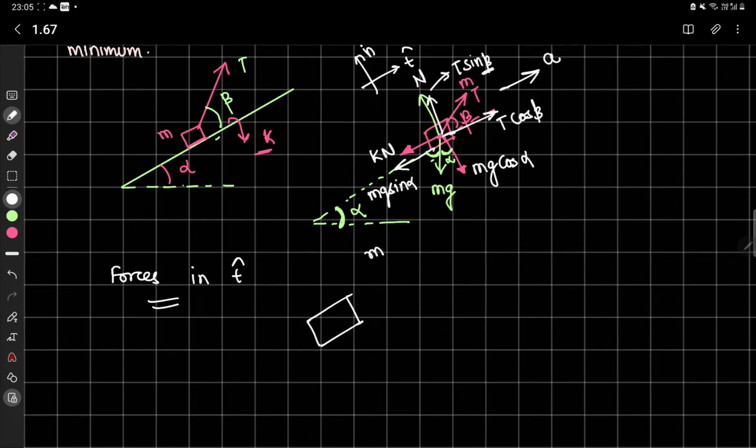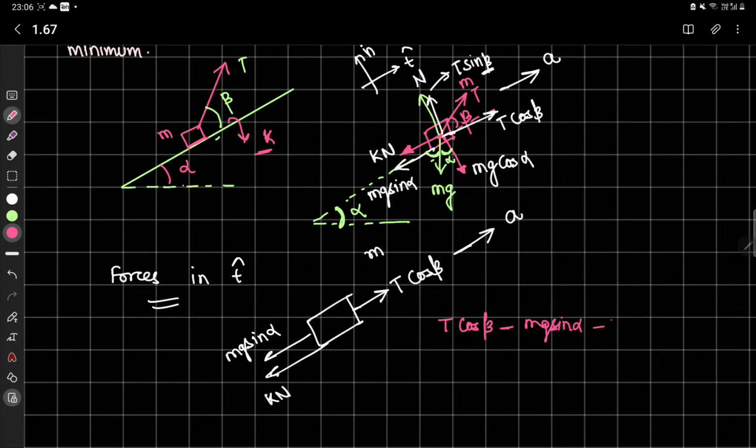Let us denote the forces in the tangential direction. We have the force T cos beta, then k into N in this direction, and mg sin alpha in this direction, and it is moving with acceleration a, let us say. If we write the force equation in this direction, we get T cos beta minus mg sin alpha minus k into N equals mass into acceleration. Let us say this is our first equation.